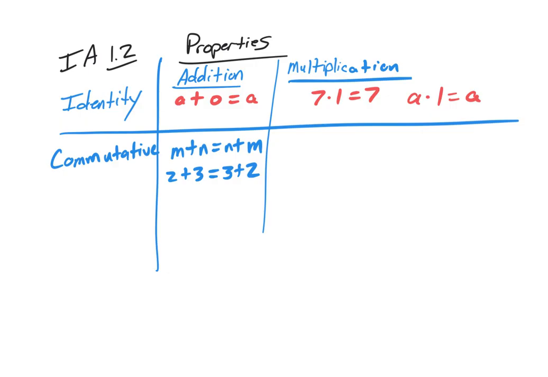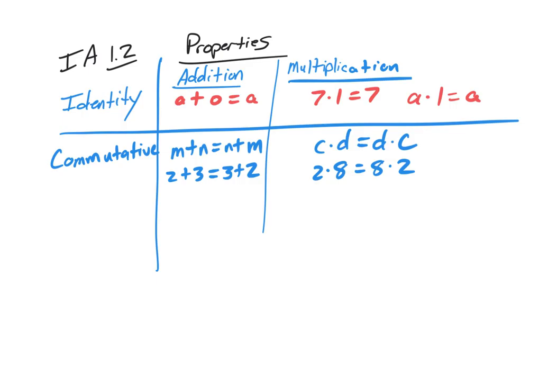Okay, multiplication would be the same. C times D equals D times C. 2 times 8 equals 8 times 2. And I'm just trying to show you an example with numbers. I can put any numbers I want to in there. It works for any of them.